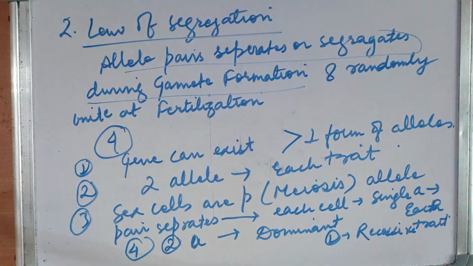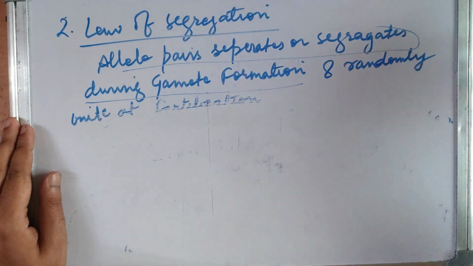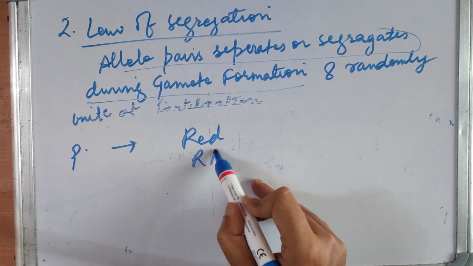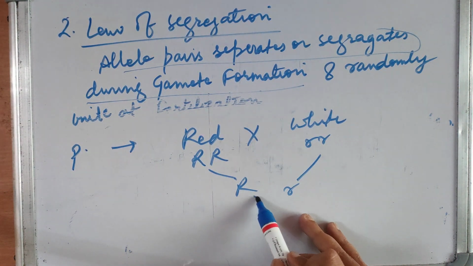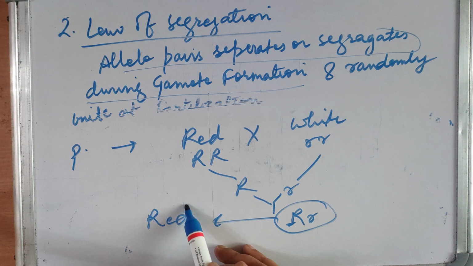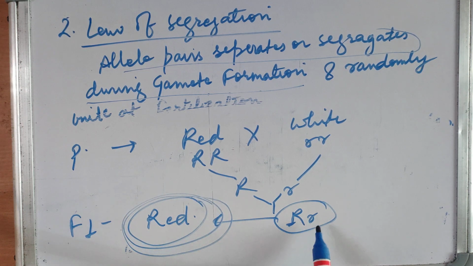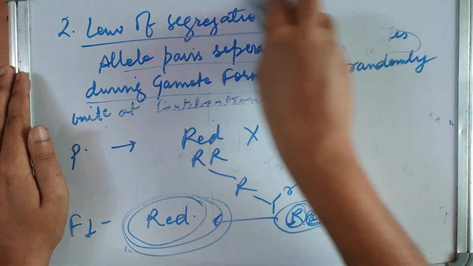So these are the four important concepts. For example, suppose in the parent generation we cross red, that is RR, which is dominant, with white, which is recessive, rr. After the cross we get Rr. Here R is dominant, so we will see only red in the F1 generation, the first filial generation. The r is suppressed, not separated. So this is what recessive is, this is what dominant is. This was the second law, the law of segregation.